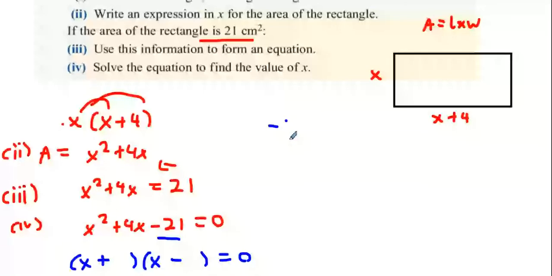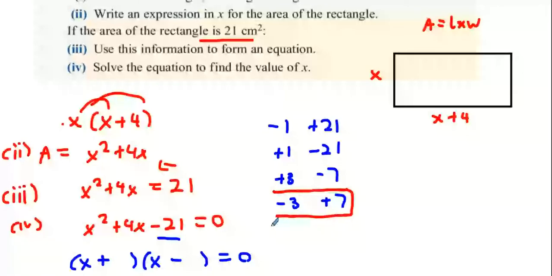We could have minus 1 and plus 21, or we could have minus 21 plus 1. We could have plus 3 and minus 7, or we could have minus 3 and plus 7. I'm going to use minus 3 and plus 7 because when you add them together, they give you plus 4. So that means x plus 7 and x minus 3. Now please remember, length cannot be negative. This means x has to be positive.